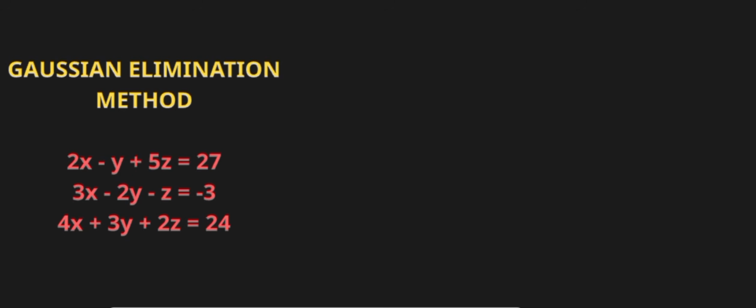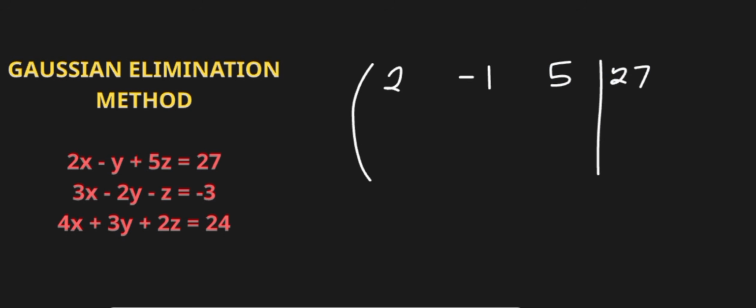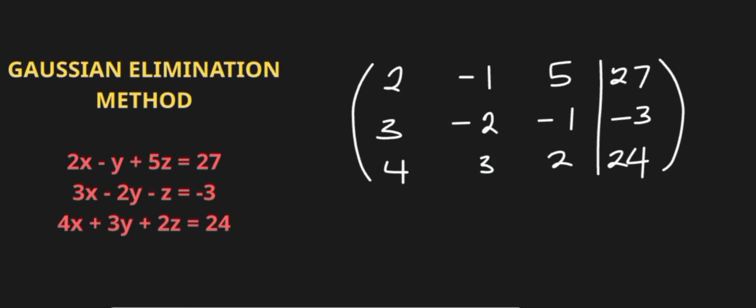So the first thing we do is to write the augmented matrix of the equations, where we have for the first, the coefficient of x is 2, for y it is -1, for z it is 5, and for the constant it is 27. In equation 2 we've got 3, -2, -1, and -3, while in equation 3 it is 4, 3, 2, and 24 for the constant. That is the system of equation in augmented matrix form.